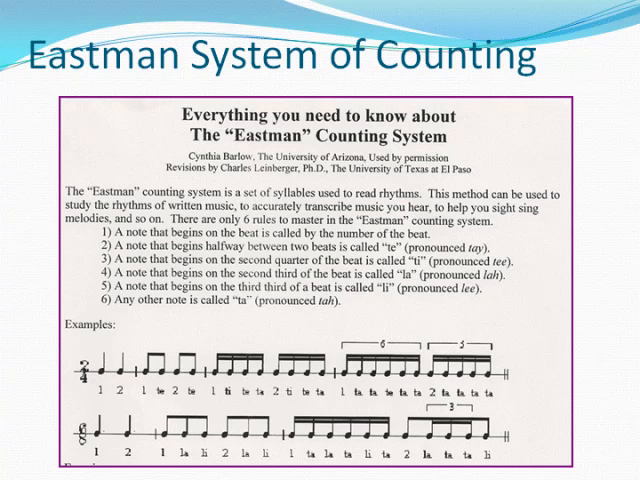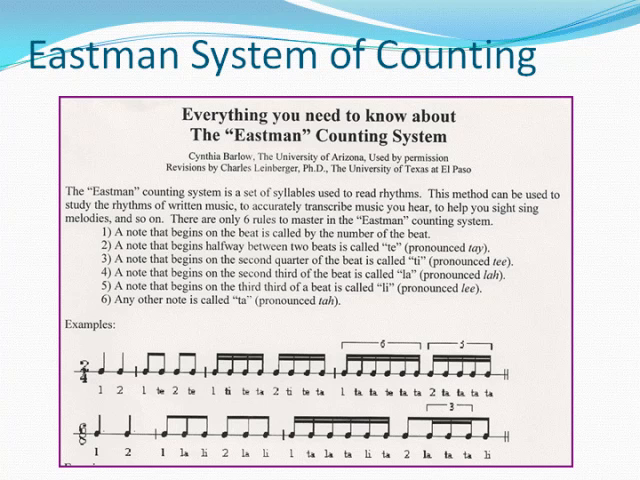And in order to count the rhythms in this class, I've asked you to use the Eastman system of counting. And there is a document that is linked in your classroom shell or in your DL on the DL site for this document. The Eastman system of counting is called Everything You Need to Know About the Eastman Counting System. And we're not going to be using all the rules for it, but if you follow these, it's usually pretty simple to figure out these rhythms.